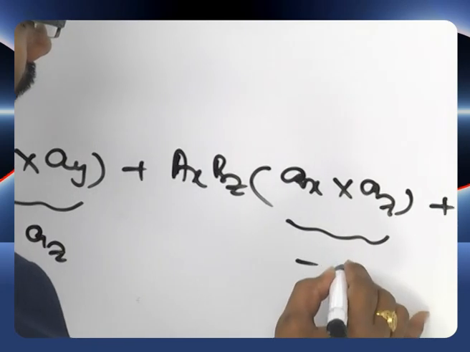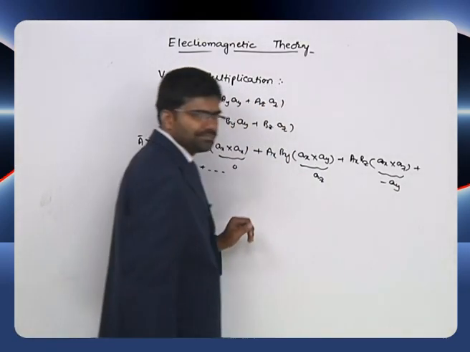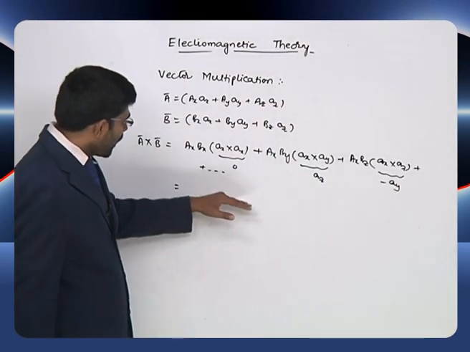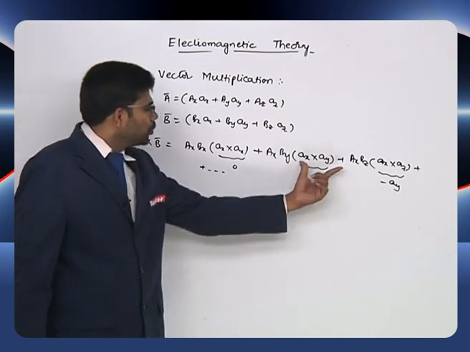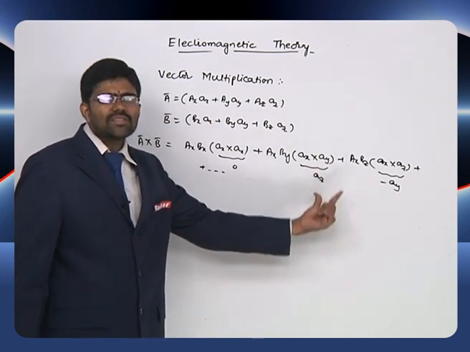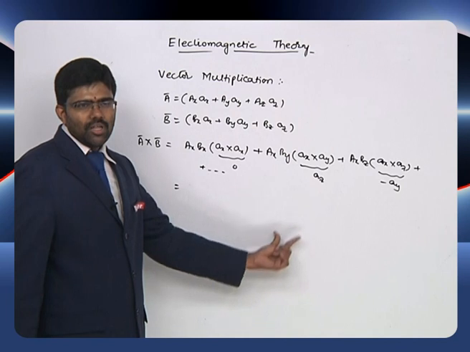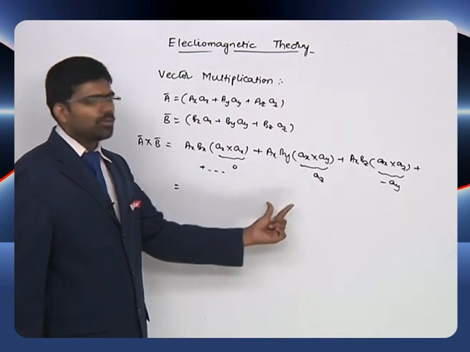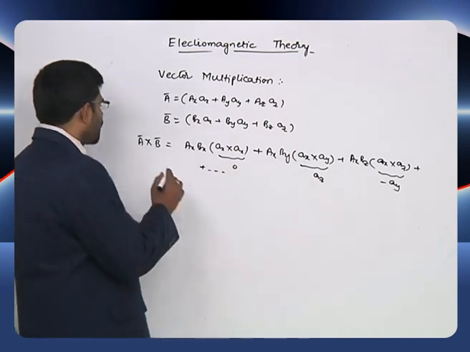Ax cross az is minus ay. Like that, in the remaining two terms, what we get is 2 plus 2 plus 2. So the total 6 terms will appear for us. If you write those 6 terms, then we will get a matrix, or that's nothing but the determinant of this matrix.